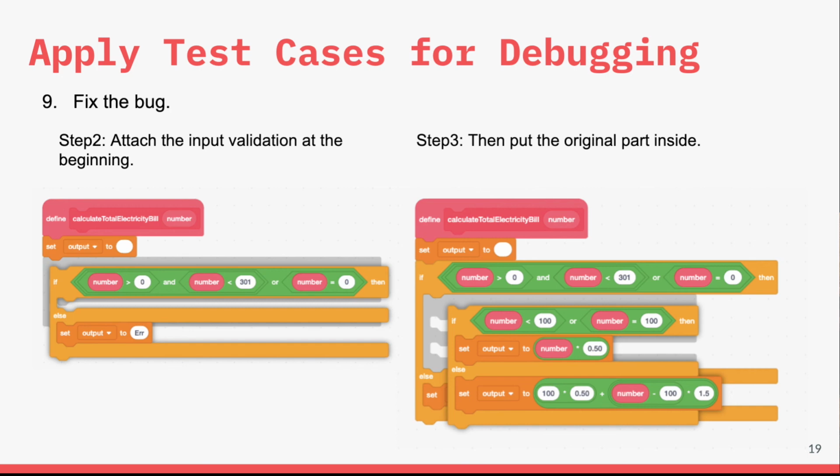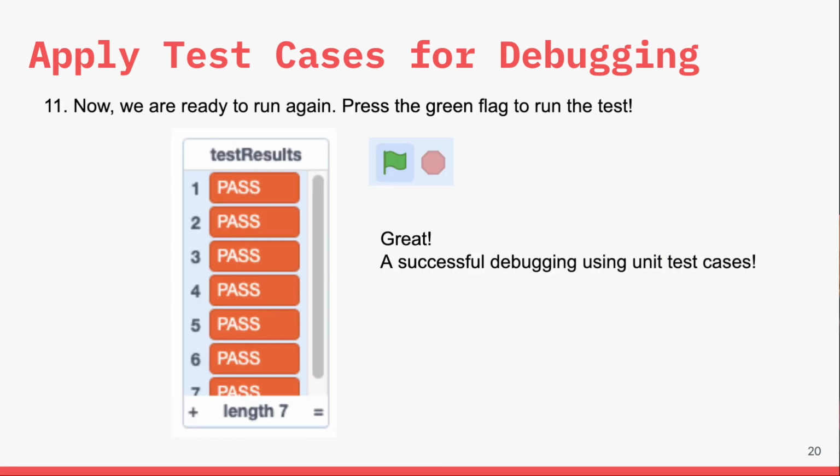Now, according to the big picture of TDD, we modify the code based on failed unit test cases. We have to now run the code and see if all the unit test cases pass or not. Yeah, you can see all cases are passing. Great. This is a successful debugging using unit test cases.